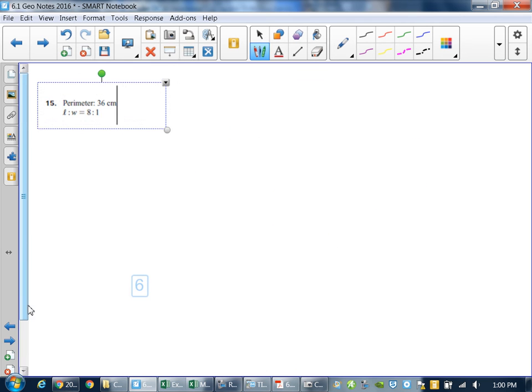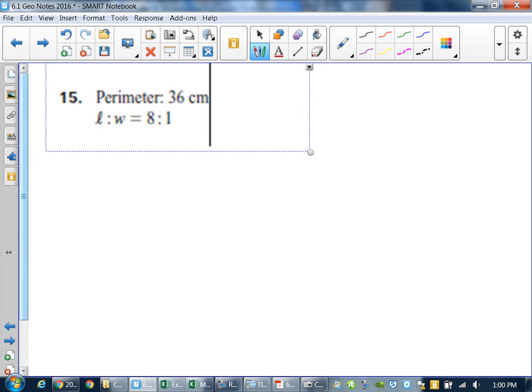Let's try another one. If I have a perimeter of 36 and a ratio of sides is 8 to 1.